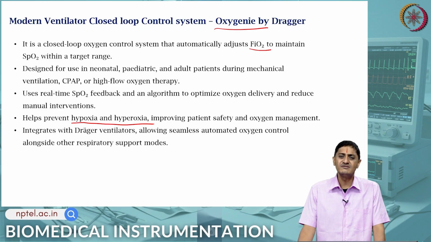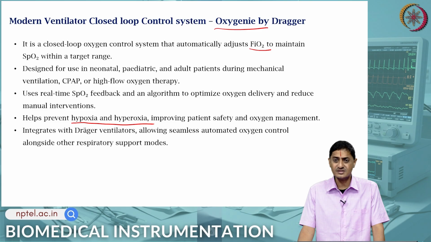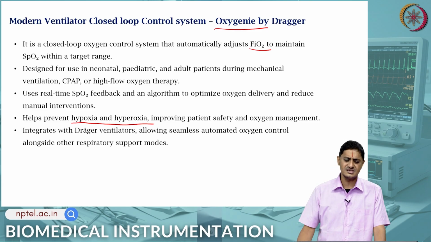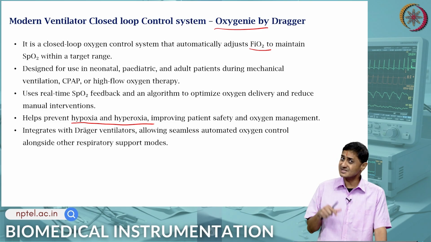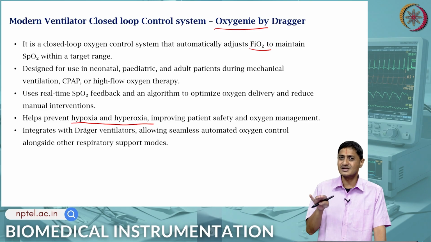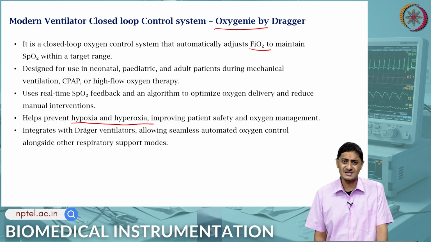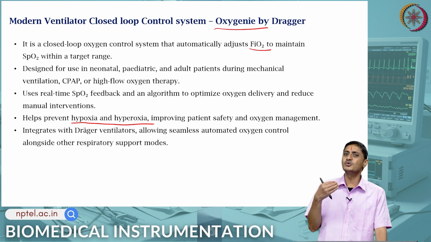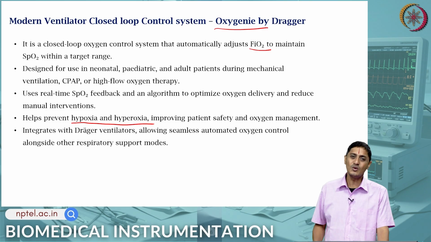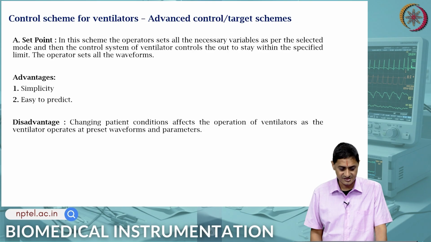It integrates very well with Drager ventilators, allowing seamless automated oxygen control. So, essentially it is a closed loop control system that measures SpO2 and provides an appropriate amount of oxygen. It is an example of a closed loop control system. Note that this is a commercial model I am discussing, but this is an example of a really good closed loop control system. This is essentially what you want for your system. You want something like this for all the systems.